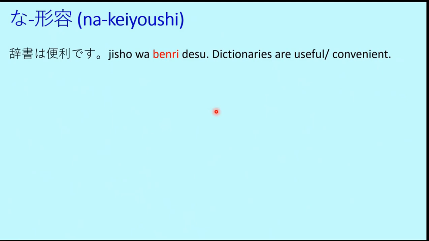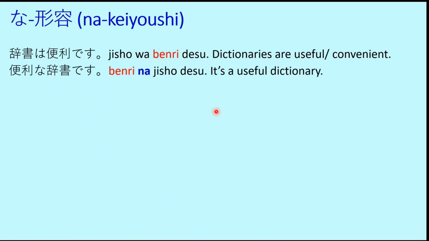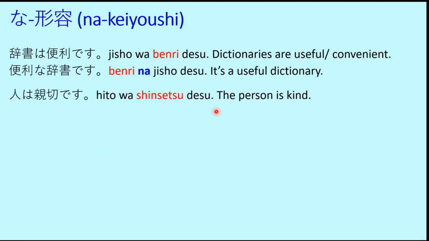Jisho wa benri desu. Jisho means dictionary. So dictionaries are useful or convenient. Benri, as we saw, means convenient or useful. And the other way around, we can say benri na jisho desu. So now it's not benri jisho, it is benri na jisho. It's a useful dictionary.